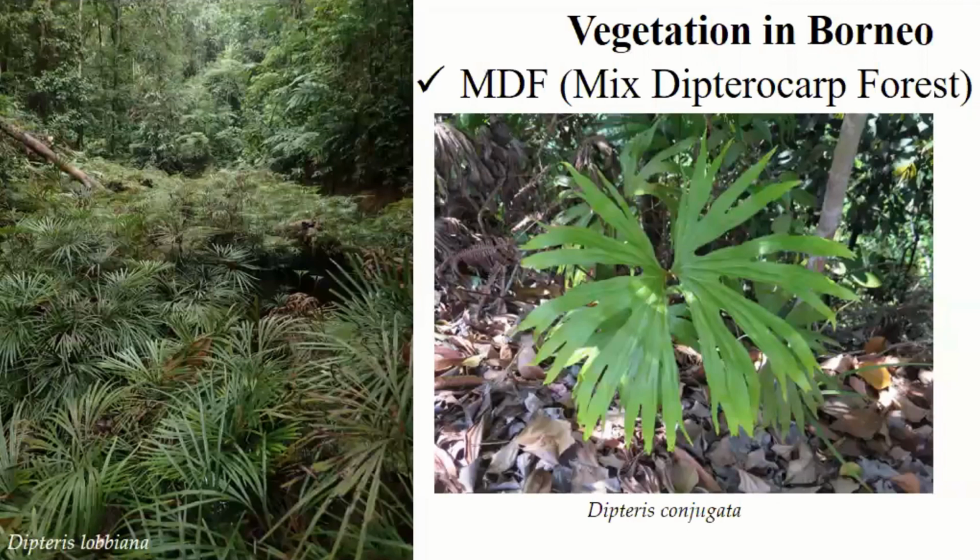On the ground, looking at ferns, we have Dipteris lobbiana and Dipteris conjugata, the two. This is the most common. This one, you have to go to a specific site to see this beautiful fern.